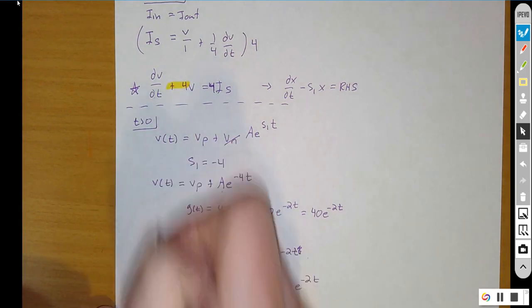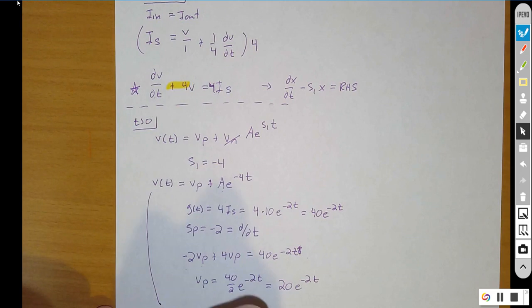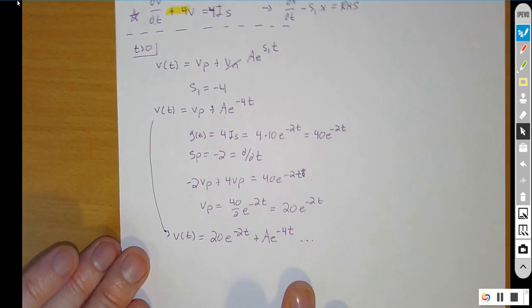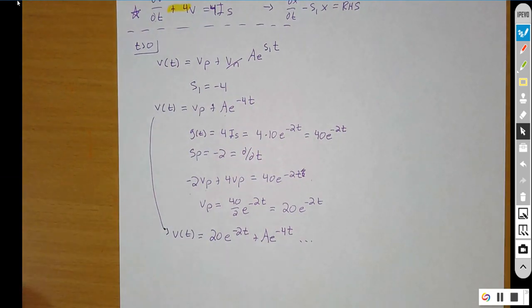So we bring down our function again, and we rewrite it. v of t is equal to 20 e to the negative 2t plus a e to the negative 4t, and this is for t greater than 0. The only thing we have left to do now is find a. But when we go find a, generally what we want to know is what is v at 0 plus.